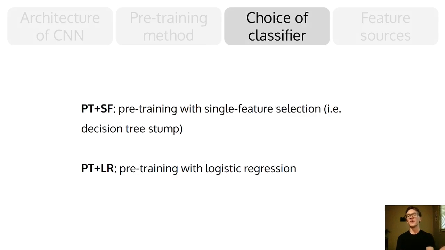For the actual classifier, we considered 2 simple options. We consider single feature selection. So the classifier needs to choose just one dimension of the feature vectors. Second classifier is logistic regression. So it can come up with a weighting over the entire feature vector.